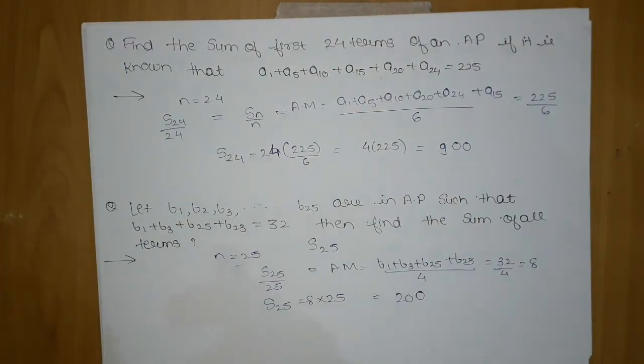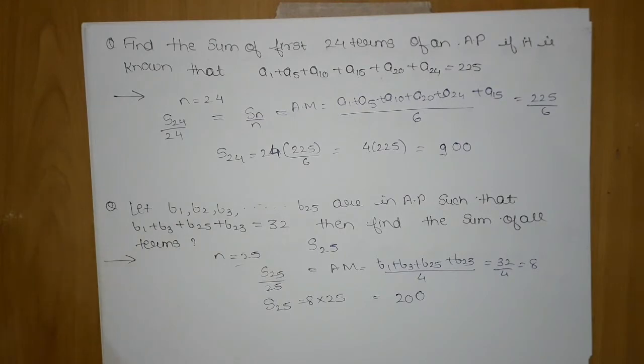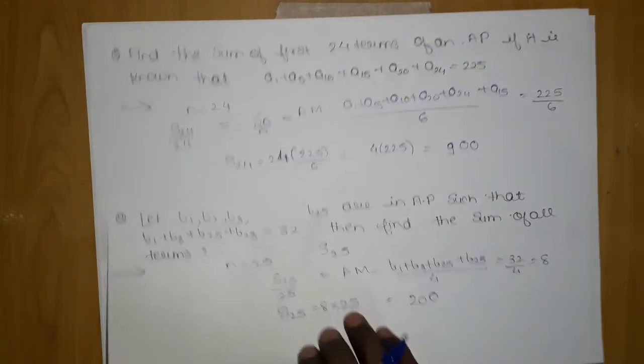So now you can easily see how we can find the sum of a number of terms if we know that n+1 technique. A normal child who knows only the normal definition of AM cannot solve this problem, because if he knows that n+1 concept, then only he can solve this problem. Okay, so let's move on to the next question.